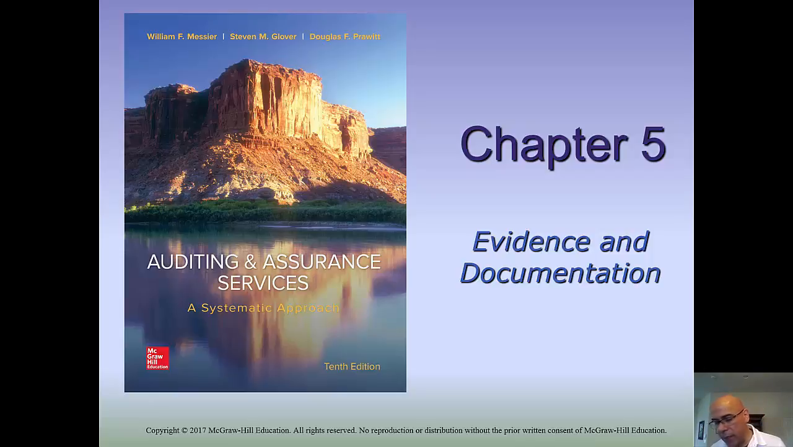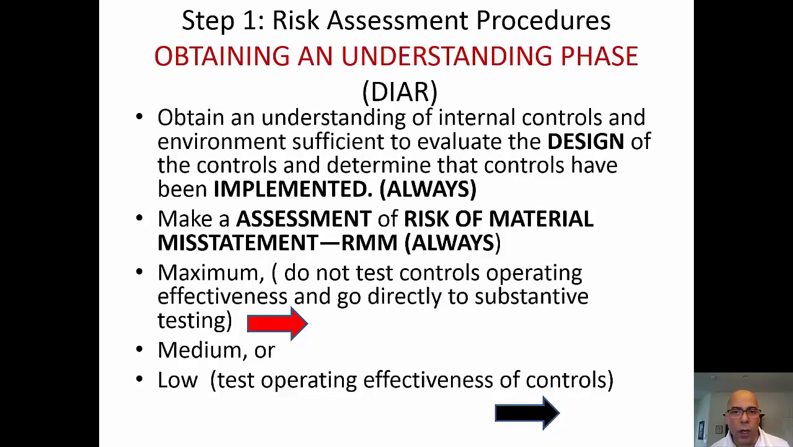So I want to go ahead and start us out with some review from chapter 4. And remember, we talked about risk assessment procedures in chapter 4. The auditor does these to determine further audit procedures, which is going to basically potentially be our testing of the operating effectiveness of the controls, and then we'll always include some level of substantive testing.